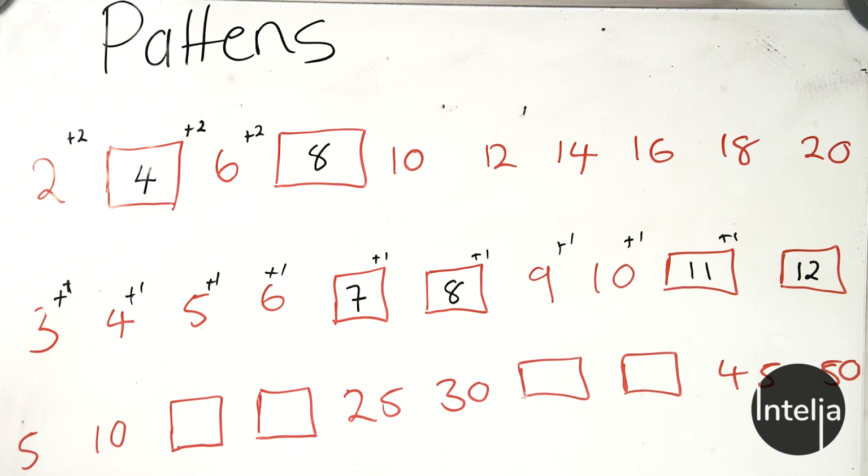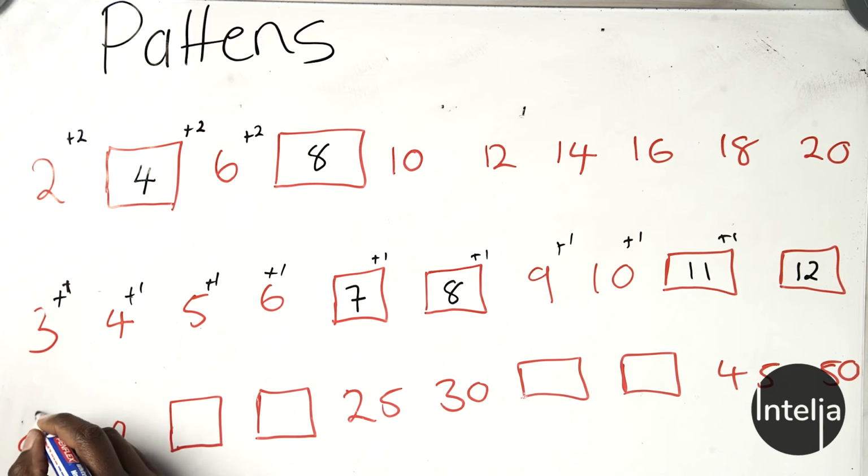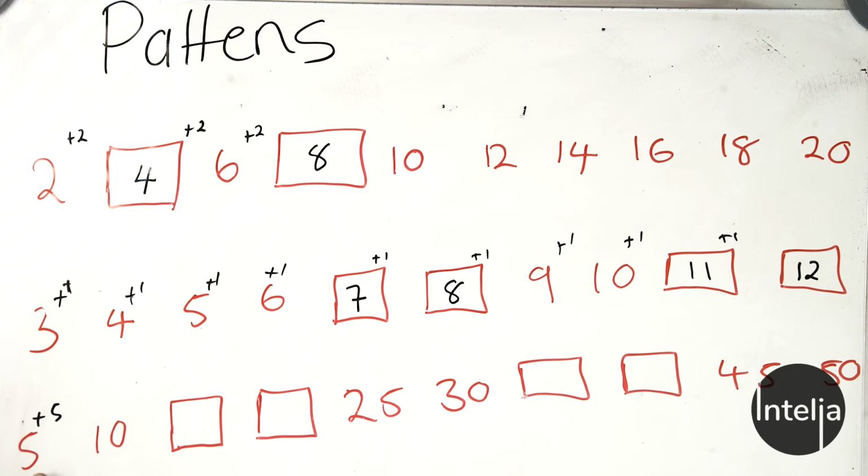And then we came to another example here. We have 5, 10, a missing number, and another missing number. Then we have 25, 30, a missing number, and another missing number, 45, and 50. So how do we know what our missing numbers are here? For 5 and 10, there's a plus 5. So 5 plus 5, that's 10.